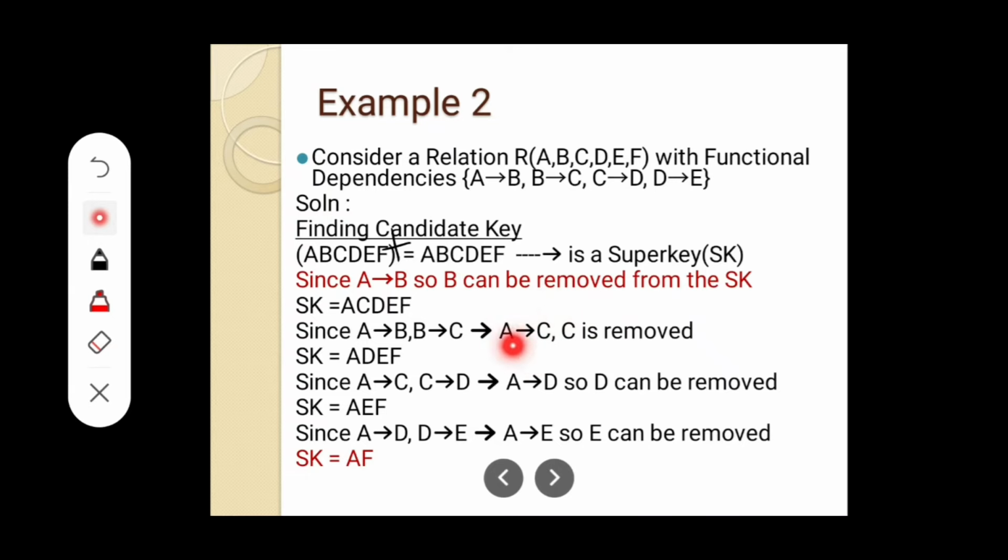Now let us see whether we can apply this A determines C here. Check whether any transitivity exists. If I apply this A determines C here and check whether any transitive dependency exists: yes, A determines C, C determines D. That means that A determines D. Right? A determines C, C determines D, which implies A determines D. So D can also be removed.